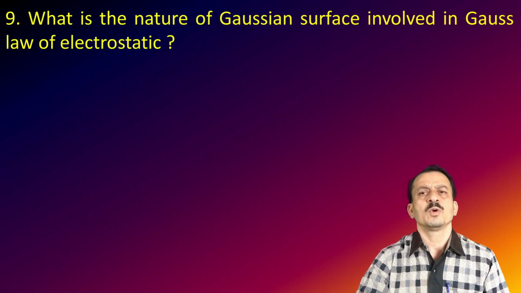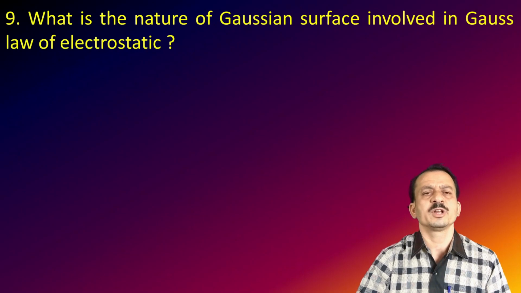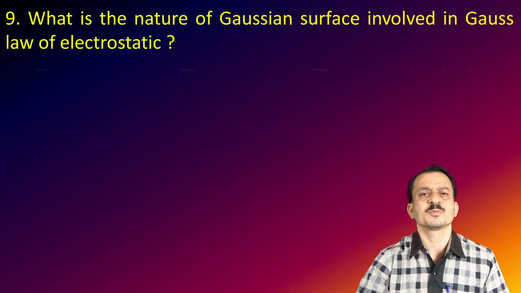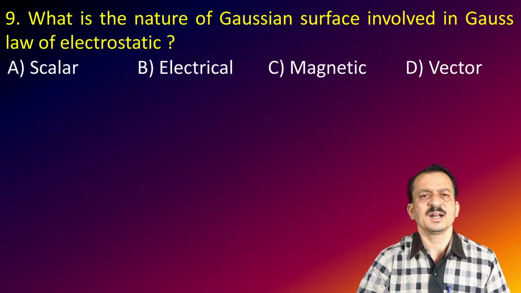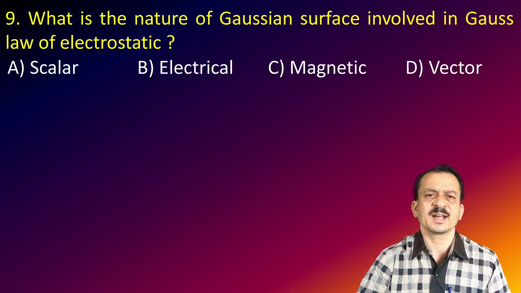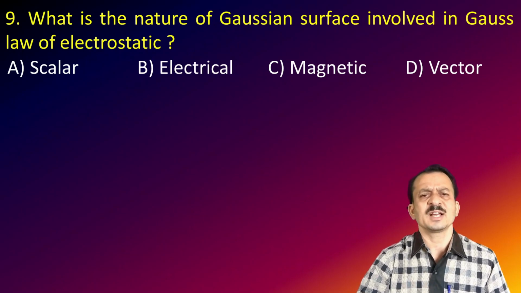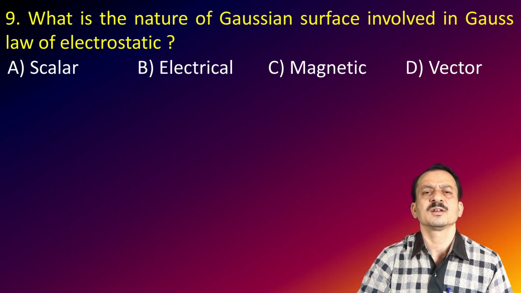Next problem. What is the nature of Gaussian surface involved in Gauss law of electrostatics? Nature of the Gaussian surface. Options are A is scalar, B it is an electrical, C it is magnetic, and D it is a vector. Now, we have Gauss law both in electrostatics as well as in magnetism. So therefore B and C are not at all the answers. Only left with the scalar and the vector.